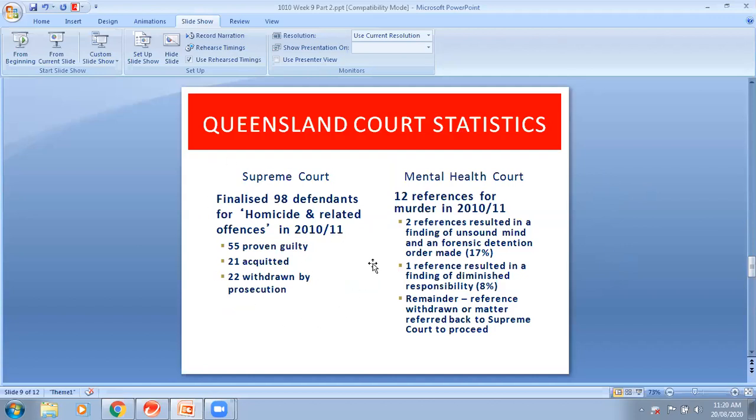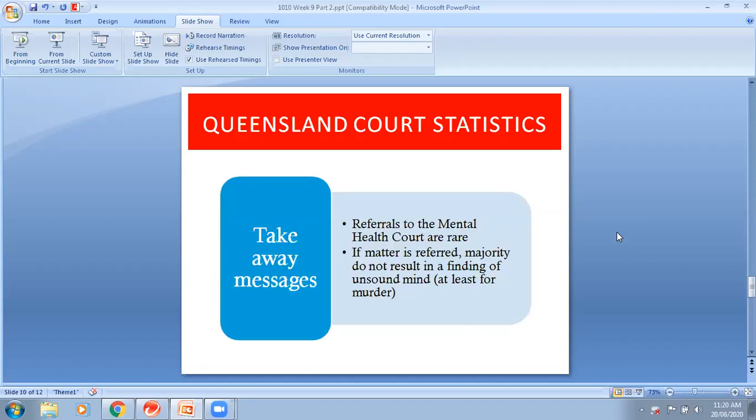So in that time in Queensland, there were 98 defendants for homicide. This was what was found: 55 guilty, 21 acquitted, 22 withdrawn by the prosecution. Only 12 out of 98 were referred to the mental health court. So it really is quite small, and it is very, very difficult to get a finding of unsound mind. So the take-home message, they're rare. If it is referred, the majority do not result in a finding of unsound mind, at least for murder.